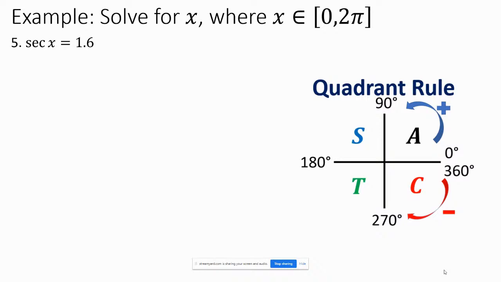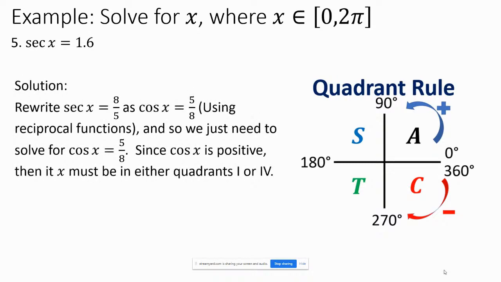So, medyo gagamit tayo ng isang simple identity dito. Kasi, sa quadrant rule, tatlo lang yung dinscuss natin: sine, cosine, tangent. But we all know that secant is the reciprocal of what? Cosine. So, gagamitin natin si cosine. Solution: rewrite secant x equal to 1.6, that is 8 over 5. Rewrite secant x is equal to 8 over 5 as cosine x equal to 5 over 8.